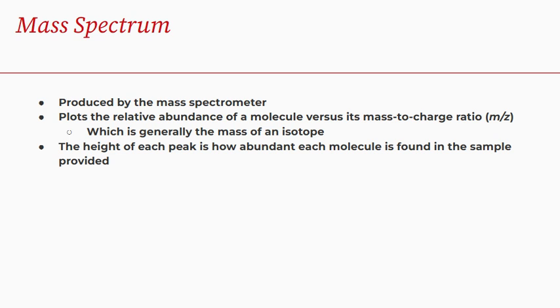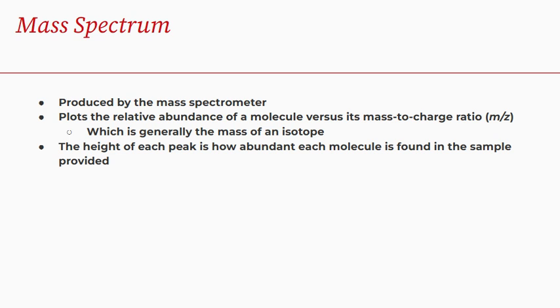These graphs are called the mass spectrum. They plot the relative abundance of a molecule versus its mass to charge ratio, which for our case is generally the mass of an isotope. And then the height of each peak is how abundant each molecule is found in the sample, because that's what the y-axis is plotting.